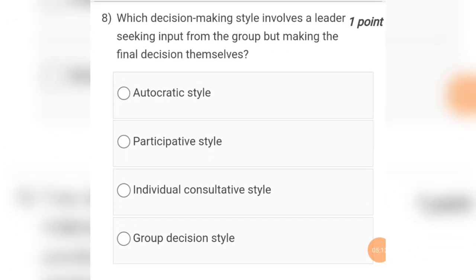Question number 8: which decision making style involves a leader seeking input from the group but making the final decision themselves? Option A is autocratic style, option B is participative style, option C is individual consultative style, and option D is group decision style. So the correct answer for question number 8 will be option B, okay, participative style.